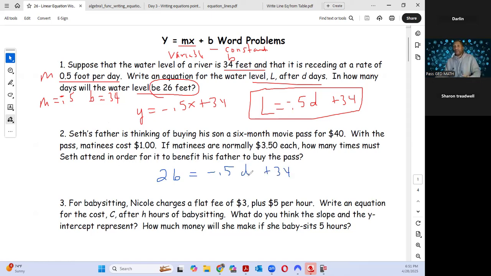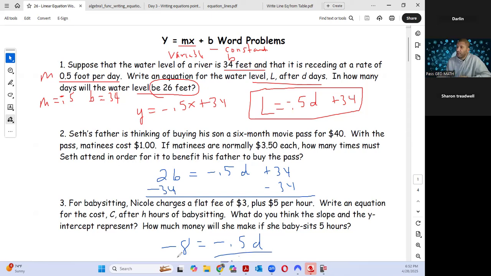So in order to get D by itself, what must we do first? You've got to subtract 34 from both sides. Again, I'm running out of room here. So we get negative 8 is equal to negative 0.5D. In order to get D by itself, what must we do? Divide by negative 0.5. Whatever we do on one side, we do to the other.